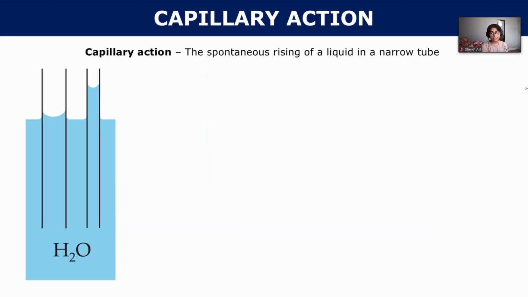The second property is capillary action. And capillary action is the spontaneous rising of a liquid in a narrow tube. So usually polar molecules are going to exhibit this. You can see on the left here, the diagram shows how the water is rising above the level of the water that's in this solution.